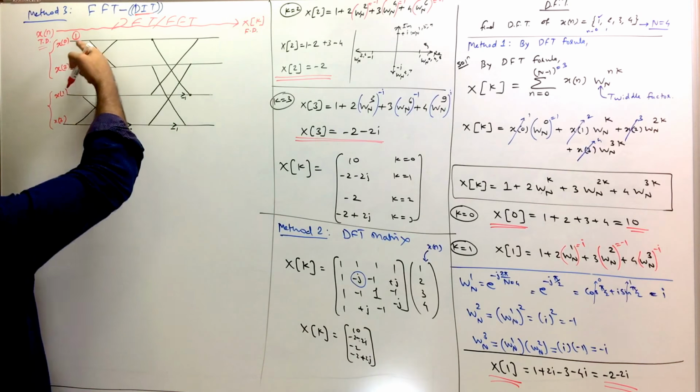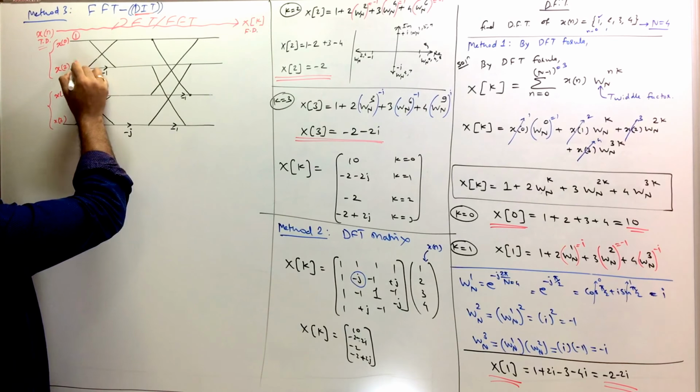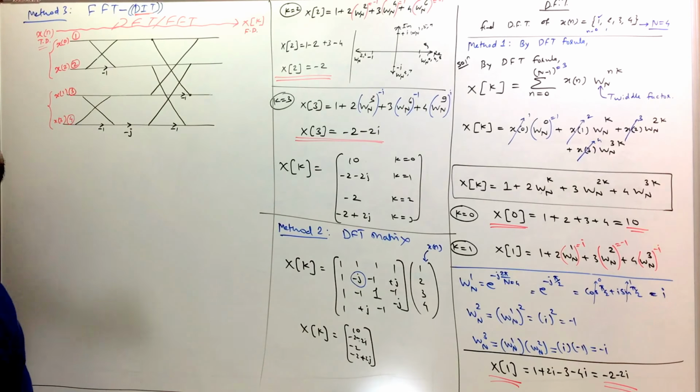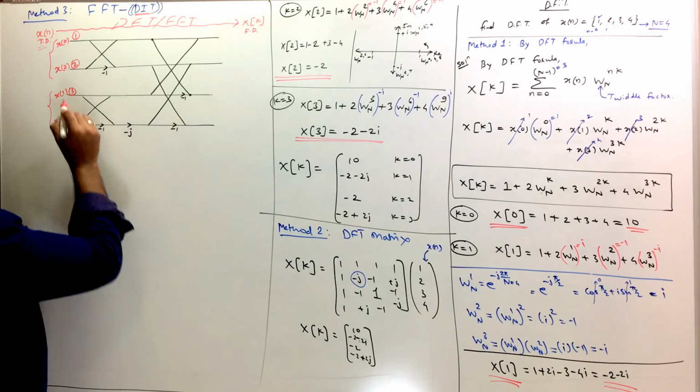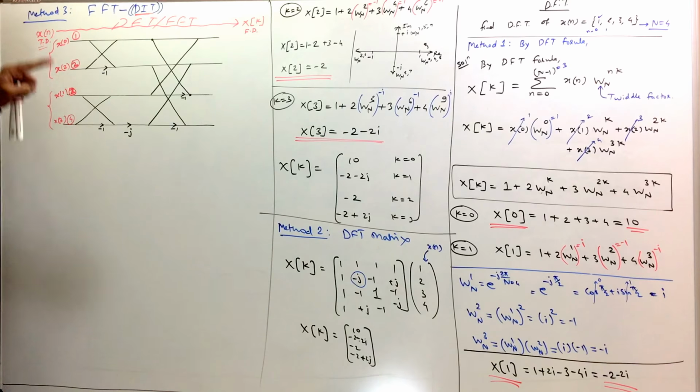So you take 1, 3, 2, 4. Sorry, 1, 2, 3, 4. So it's alternate. Okay, so I've got all the values on this side.